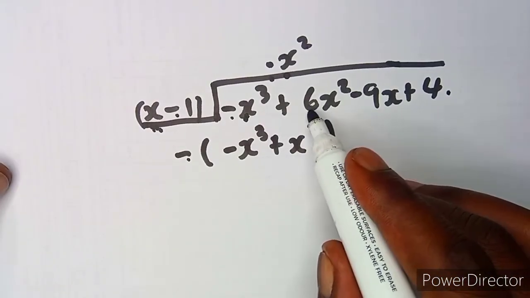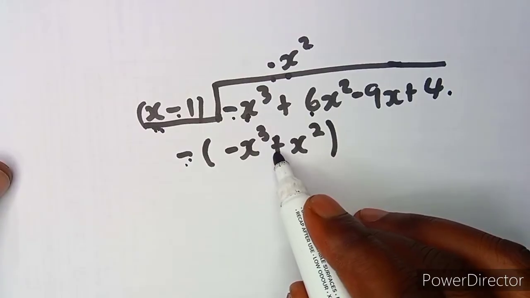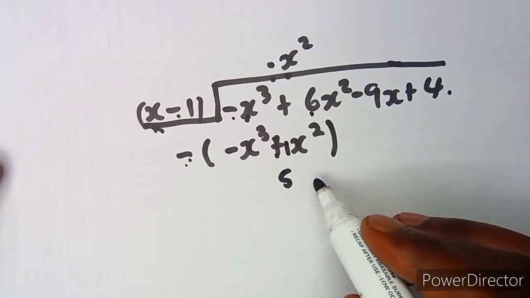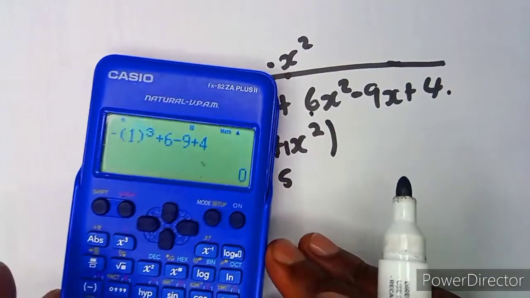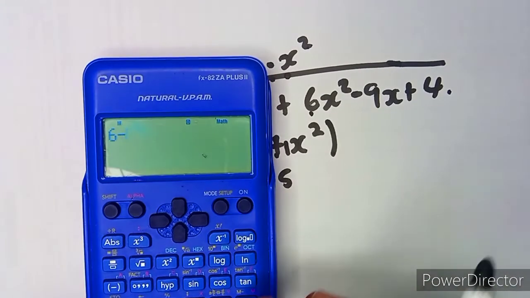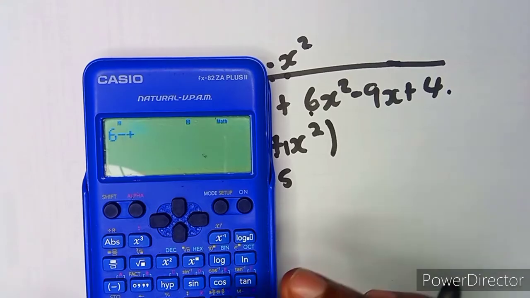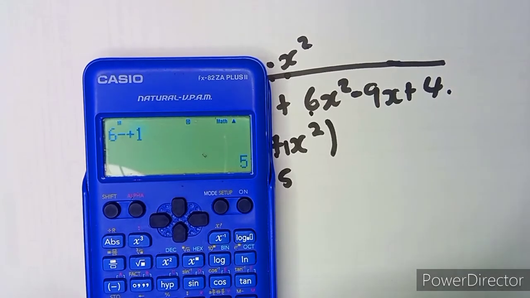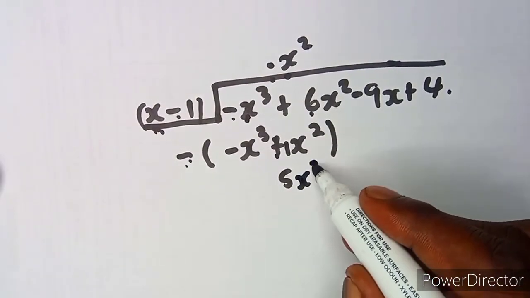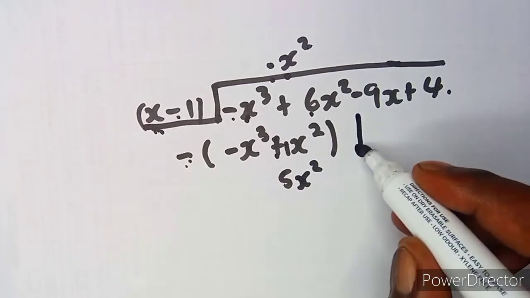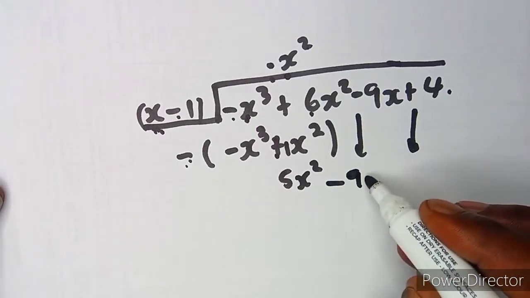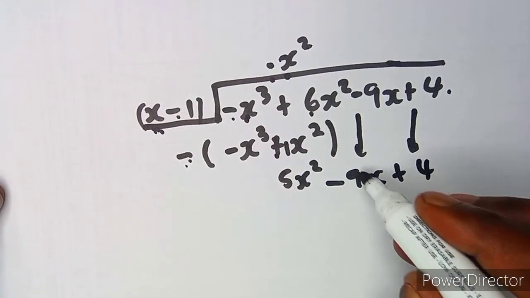We move on to 6x squared. So it's 6 minus plus. Plus and minus gives us a minus. So it's same as 6 minus 1, which is 5. Or you can just use a calculator. That's something like you're saying 6 minus plus 1, plus 1, which is going to give us 5. That is what we have, but we have x squared here. So it's going to be 5x squared. Then these numbers, you just drop them as they are because they haven't affected anything. So you have minus 9x plus 4. Okay.